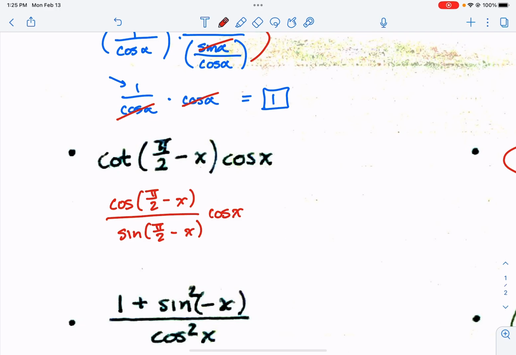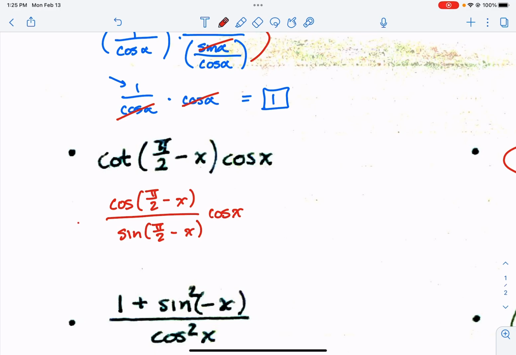Right, and the pi over 2 minus x part stays there because we know that cotangent is cosine over sine, so the input is going to be the same whether you have it written like this or written broken up into cosines and sines. So just keep that in mind. Right, we're not just going to have cosine of x over sine of x. The inputs have to be the same.